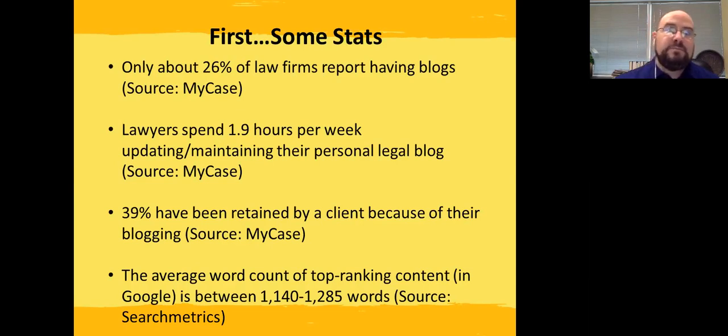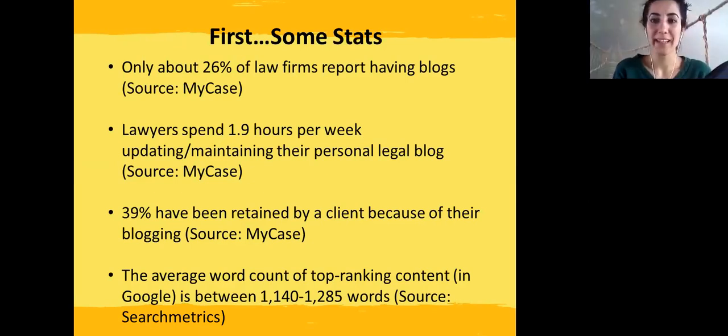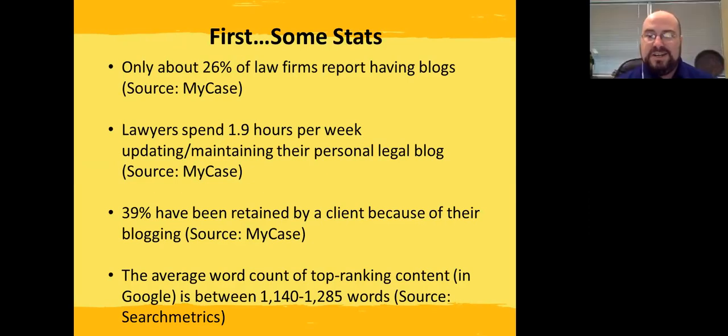And from Search Metrics, this is more blogging in general, the average word count of a top-ranking piece of content from a blog is between about 1,100 and 1,300 words. And so that's about a page and a quarter, or about 2 pages, depending on whether you do the old college double space or single space.